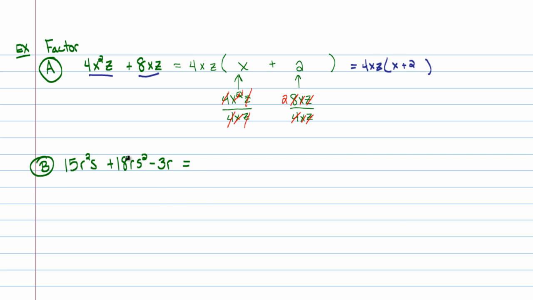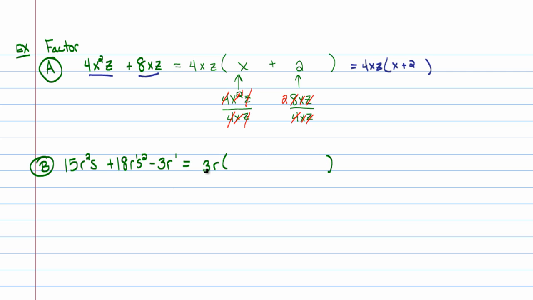I see 15, 18, and 3 are all divisible by 3, so I'm going to factor a 3 out front. I also see that the common variable they all have is an r, and the lowest powered occurrence amongst them is just r to the first, right? There's an r to the first here, an r to the first here, and an r to the second. I wouldn't factor out an r to the second because these last two terms don't have enough power to pull two powers out.